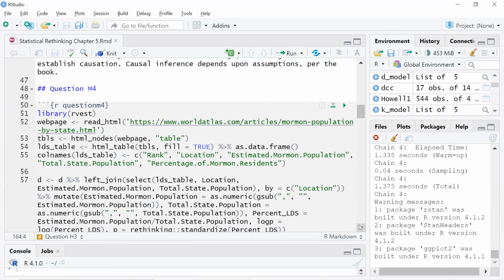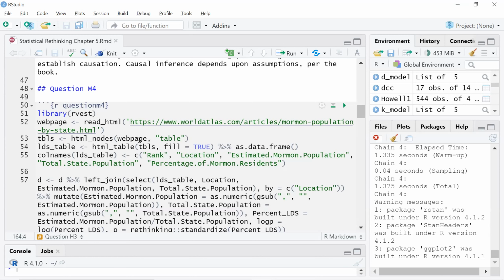In the divorce data, states with high numbers of members of the Church of Jesus Christ of Latter-day Saints, also known as LDS, have much lower divorce rates than the regression models expected. Find a list of LDS population by state and use those numbers as a predictor variable, predicting divorce rate using marriage rate, median age at marriage, and percent LDS population. Possibly standardized. You may want to consider transformations of the raw percent LDS variable.